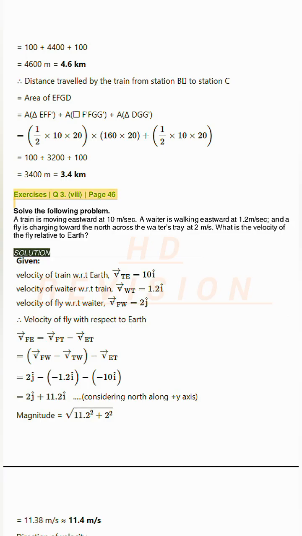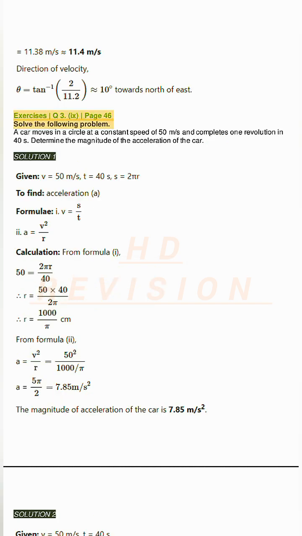Exercises Q3. Page 46. Solve the following problem. A train is moving eastward at 10 meters per second. A waiter is walking eastward at 1.2 meters per second. And a fly is charging toward the north across the waiter's tray at 2 meters per second. What is the velocity of the fly relative to Earth? Solution.